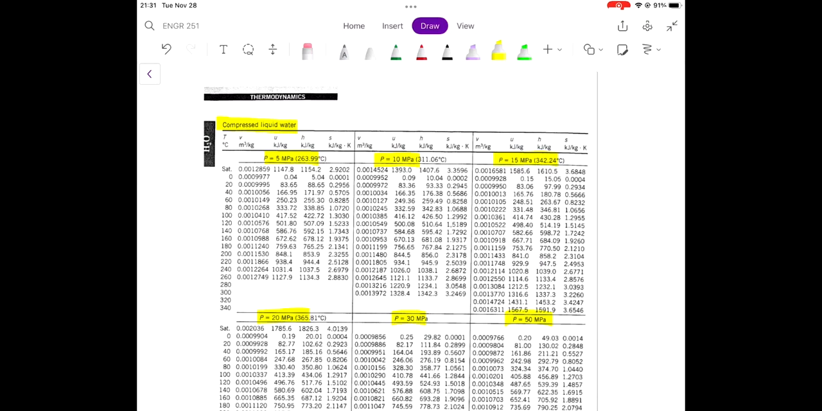Just like most thermodynamic tables, at the top of the table we have columns for different parameters. Those parameters are specific volume, internal energy, enthalpy, and entropy. Since the table begins at 5 megapascals, for any pressure below 5 megapascals, we must use the saturated liquid table, as they are approximately the same at the same temperature.